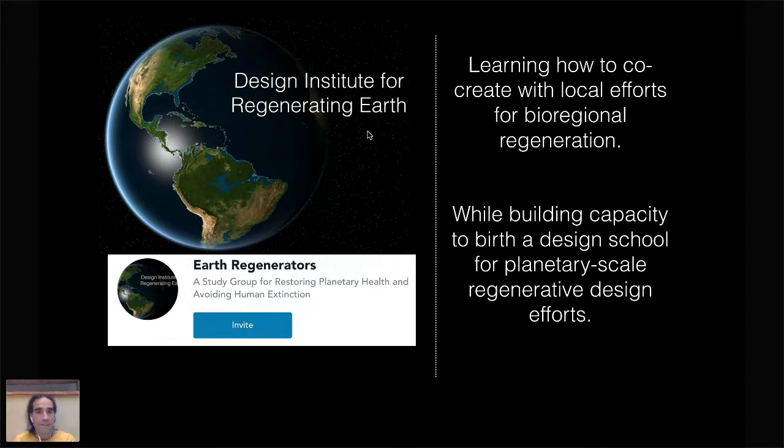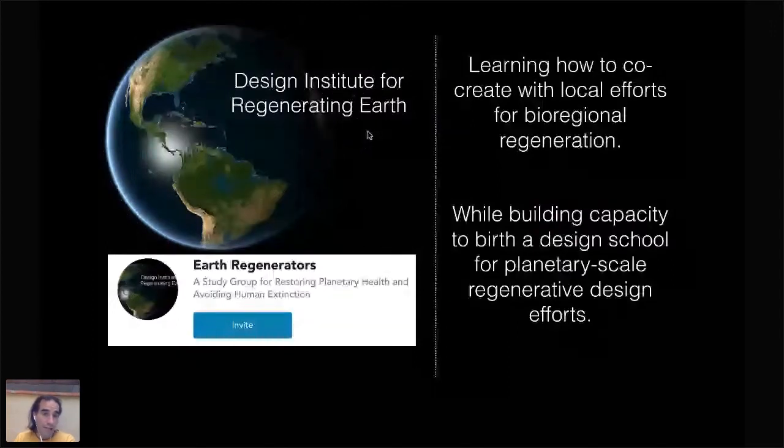And with the Design Institute for Regenerating Earth, which is now located in Barichara, and with the Earth Regenerator Study Group, we're coordinating this design as a learning process to share with everyone. So after it becomes possible to travel again, we will start inviting people from around the world to come to Barichara to study, to learn, and to teach with us. But we'll also be building relationships with other bioregions across the Andes and the Amazon to do our work in a coordinated fashion.